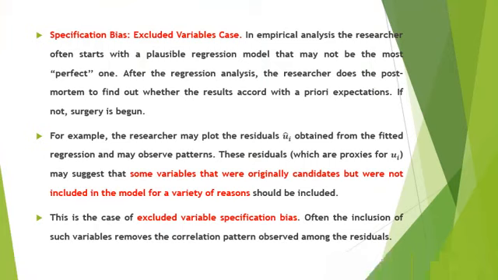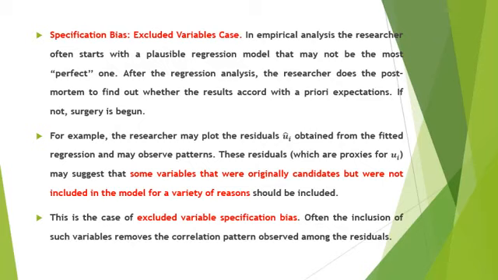Another reason that can be cited is specification bias due to exclusion of variables. While doing an empirical investigation, the researcher often starts with a reasonable regression model that may not be the most perfect one. It is only a reasonable approximation of reality. After the regression analysis, the researcher does a thorough examination to find out whether the results are in accordance with the a priori expectations and theoretical conclusions. If the results are not in accordance with the a priori expectations, the surgery begins.